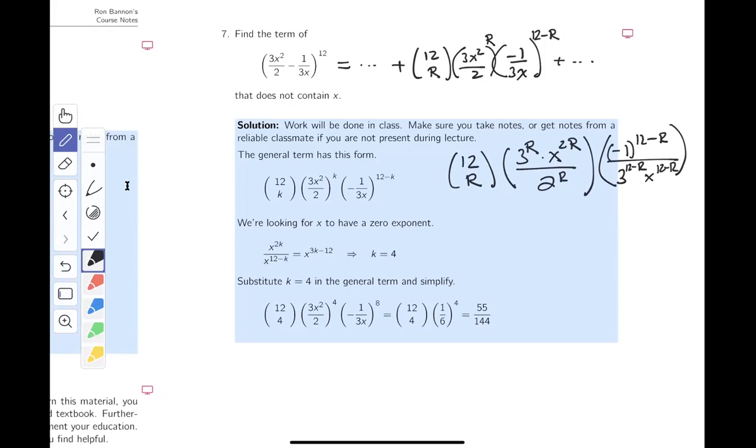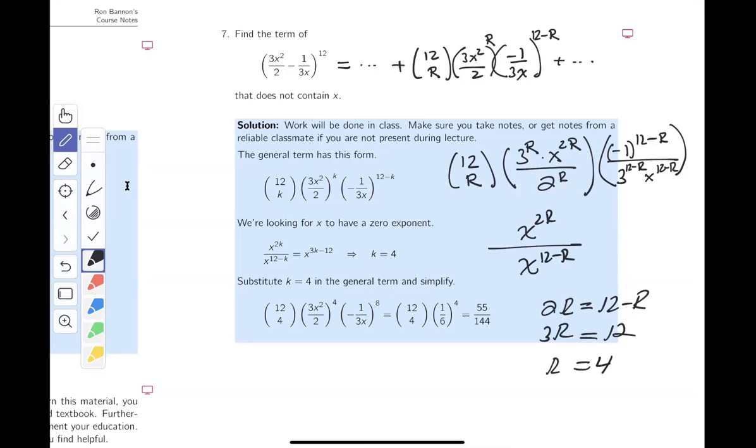Well, the only way this could cancel off is if x to the 2r and x to the 12 minus r had the same exact exponent. So what does that mean? 2r has to equal 12 minus r. And I think I can do that. And what would r be? Add r to both sides. You get 3r is 12, and r would have to be 4.